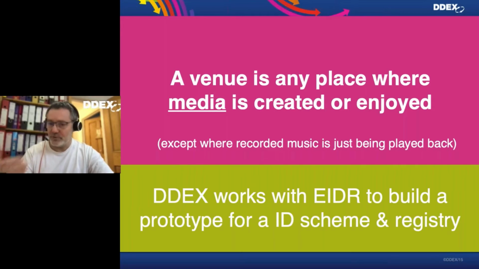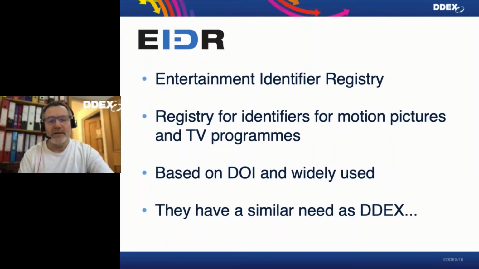hopefully not just a prototype but also an ongoing system, but for now we're looking at a prototype for a venue identification scheme and registry. Who's EIDR, you may ask? Well, EIDR, or the Entertainment Identifier Registry, is basically a registry for identifiers for movies and television programs. It's quite widely used in the area of film and TV programs. It's basically financed by all the major film studios, as well as the distribution channels that deal with films and TV programs.